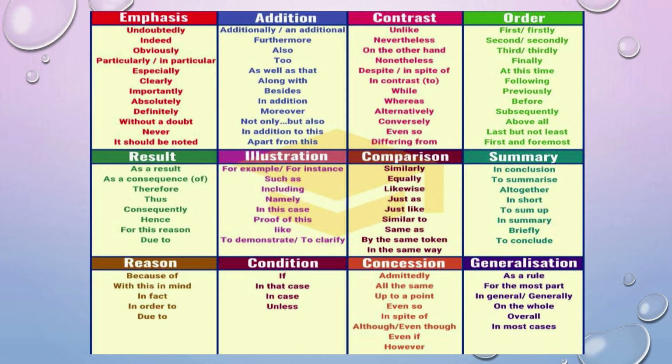Connectors of condition: if, in that case. Connectors of concession: admittedly, all the same, up to a point. And the last one, connectors of generalization: as a rule, for the most part, in general, generally. There are many types of connectors.